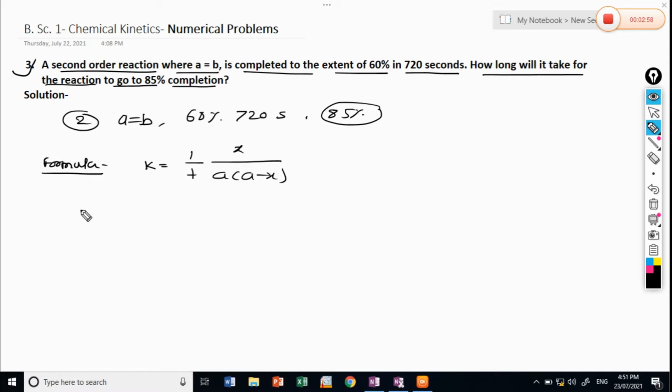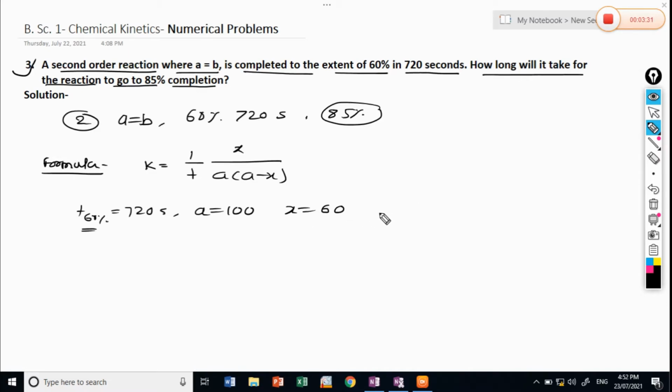So what is given? t 60%, that is the time required for 60% completion of reaction, is given: t 60% is equal to 720 seconds. Since the completion is in percent, we have to take a as 100, that is the initial concentration. So if a is 100, then x is equal to 60, that is 60% completed.